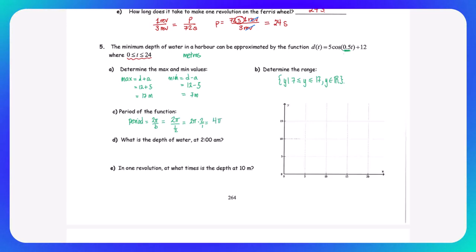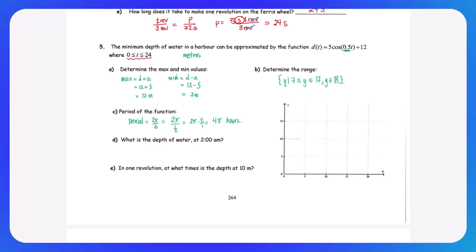And think about this. Period is what? What is the units? It doesn't say. I think it's hours because it goes from 0 to 24. Let's say it's hours. Now, what is the depth of water at 2 a.m.? Okay, 2 a.m. Well, that's 2 hours after midnight.